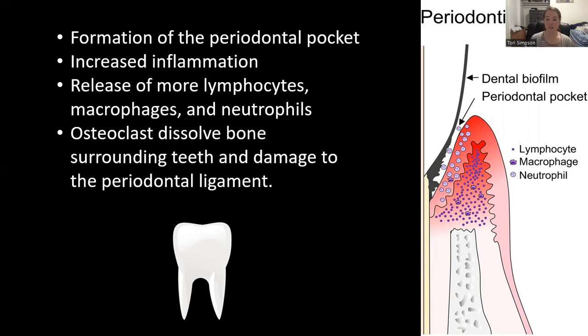The damaged gingival cells release additional cytokines, more lymphocytes, more macrophages, more neutrophils, along with osteoclasts. Now, the osteoclasts start to dissolve the bone that surrounds the tooth structure. This causes more damage to the gingiva, more damage to the periodontal ligament and the surrounding bone structure, resulting in tooth mobility.